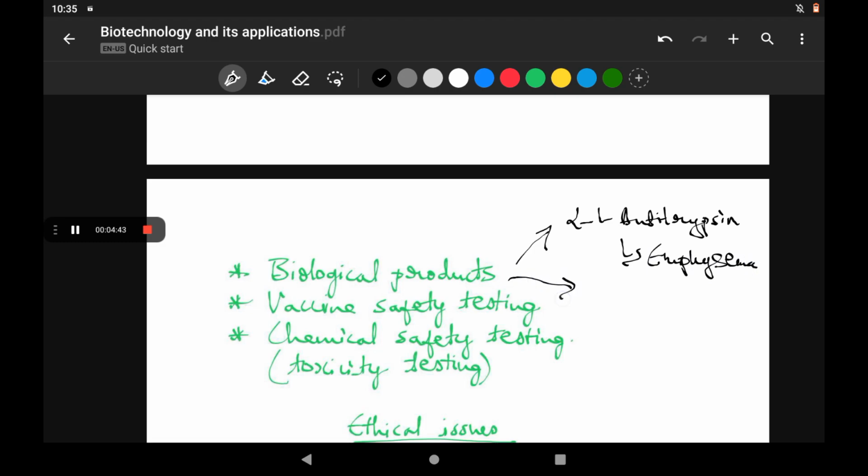Then we are also using the rosy cow, the transgenic animal from which alpha-lactalbumin, human lactalbumin, is obtained.